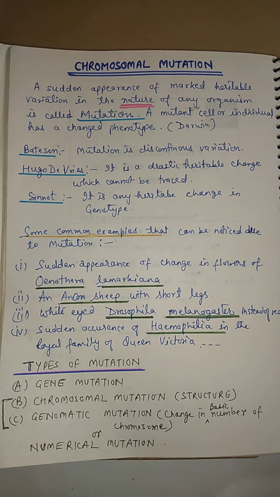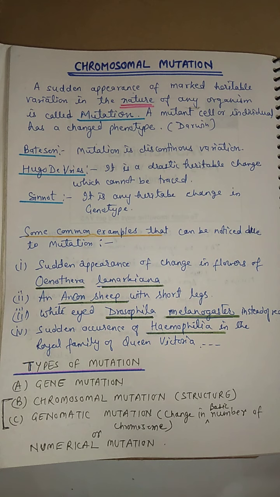According to Bateson, mutation is discontinuous variation. According to Hugo de Vries, it is a drastic heritable change which cannot be traced. According to Sinnott, it is any heritable change in genotype. These changes are passed on from generation to generation and hence these are permanent changes.